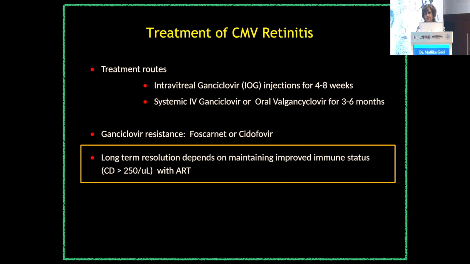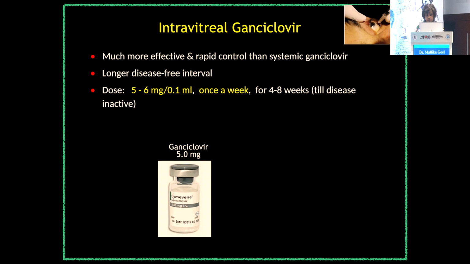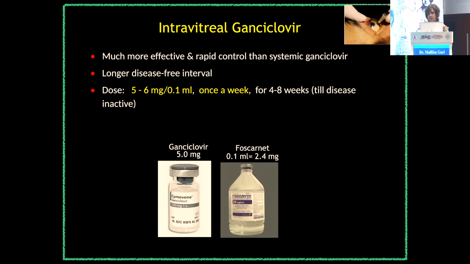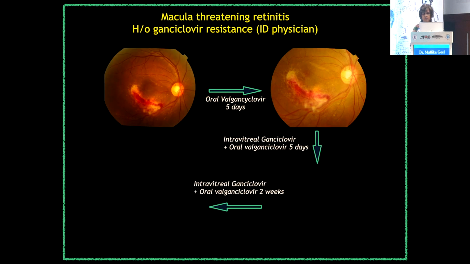Treatment of CMV retinitis is intravitreal ganciclovir for immediate action, and then maintenance with oral valganciclovir. In resistant cases, foscarnet or cidofovir. But ultimately, these will work only for 2-3 months or 6 months, but the long-term resolution will depend on improving the immune status with ART. Intravitreal ganciclovir is obviously more effective, and the newer dose recommended is 5 to 6 milligrams once a week. Earlier we used to give 2 milligrams twice a week, but now I have shifted completely to 5 milligrams once a week. Works very well, reduces the number of injections.